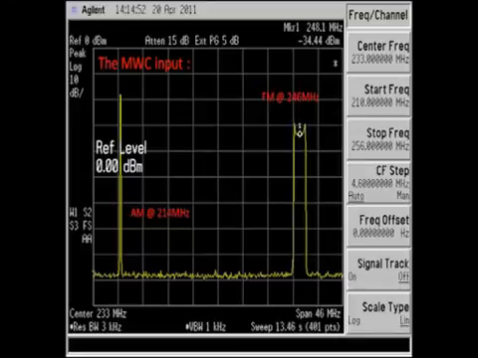I'm now going to connect the input of the MWC to the splitter which combines the two RF signals, and on the other side I take one of the outputs of the MWC to go to our frequency analyzer.